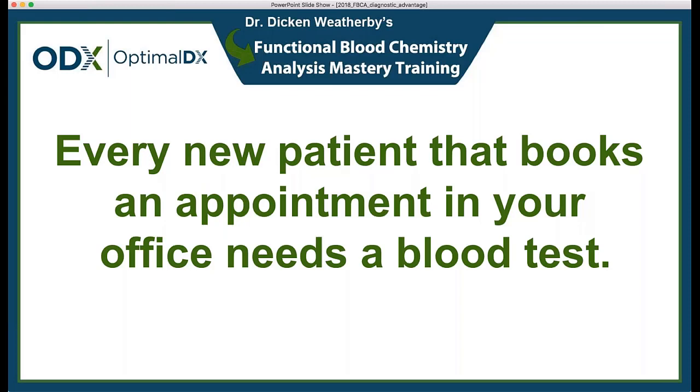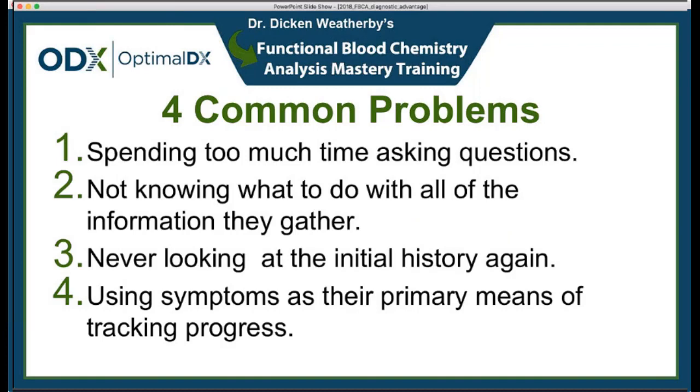So one of the issues is that there's a number of common problems that doctors are facing. Here are 4 common problems. Most practitioners are spending too much time asking questions. Most practitioners don't know what to do with all the information they gather. Most practitioners never look at the initial history again. They lose a wonderful opportunity to track change over time. Most practitioners are using symptoms as their primary means of tracking progress.